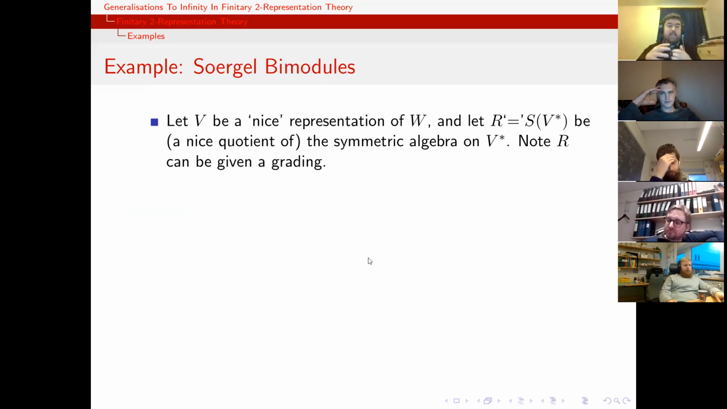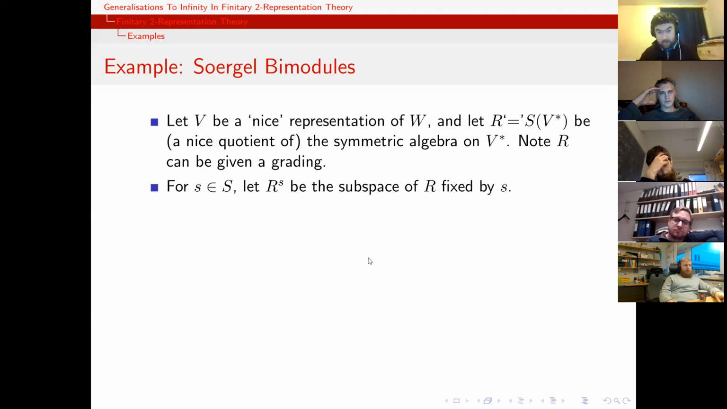So now we take what I'll just call a nice representation of the group, technically called a reflection faithful representation, but don't worry about it. And then we take, depending on the setup, either the symmetric algebra on its dual or a quotient thereof, and call that R, which can be given a grading. For this half of the talk, we will be technically working with the quotient, but it doesn't actually matter for the representation theory that's coming up. And so notation, the subspace of R fixed by a reflection is R to the S.